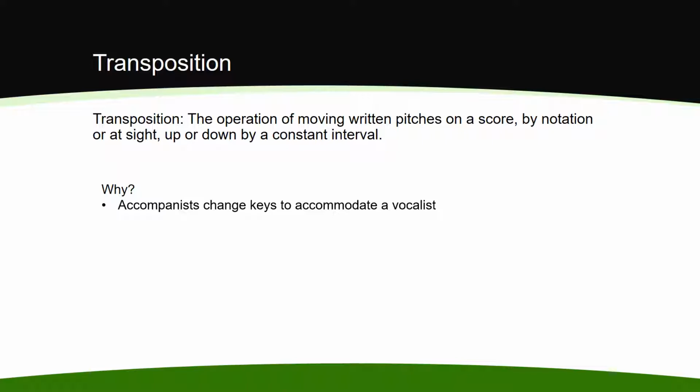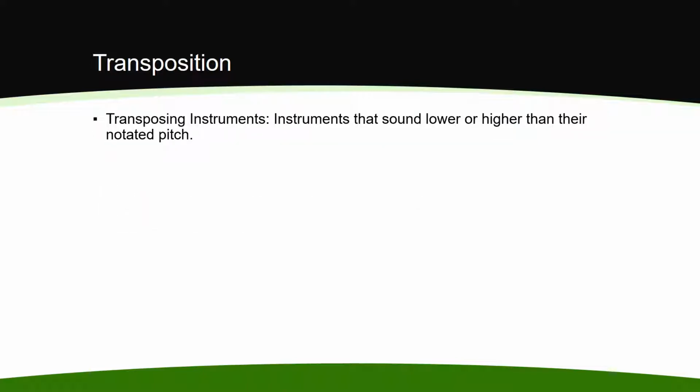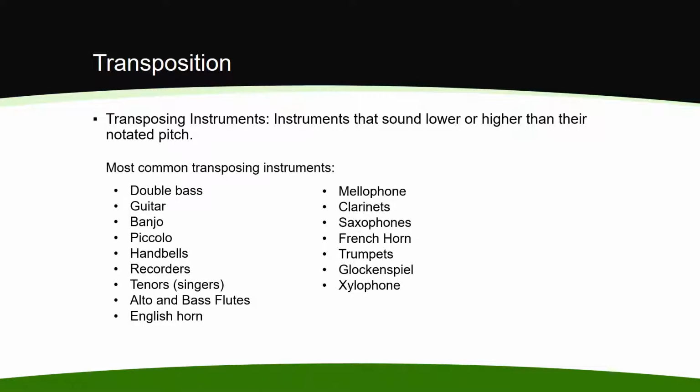There are also many transposing instruments. A transposing instrument is an instrument that sounds lower or higher than its notated pitch. That means that the frequency of the pitch coming out of the instrument is different than the pitch indicated on the music a performer is reading. There are actually more transposing instruments than non-transposing instruments. Here are just the most common transposing instruments.